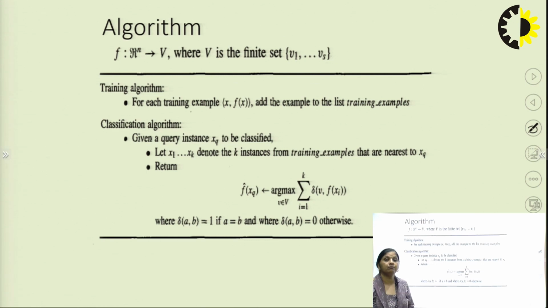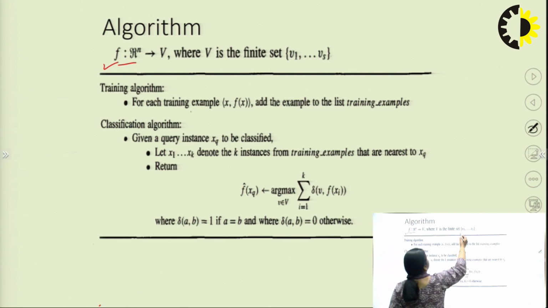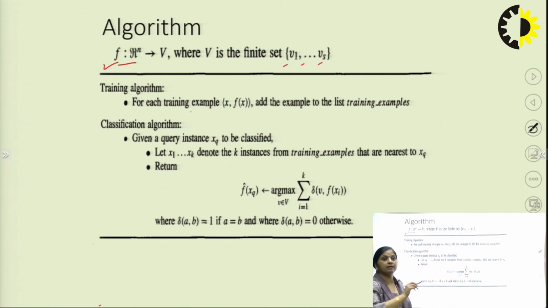Now, let us discuss the algorithm for classification first. We want to learn a function f which maps n-dimensional real space to V, where V is my set of classes. What is V here? V could be V1, V2, V3 up to Vs, where s is the number of classes. This is our finite set, so this is discrete valued.